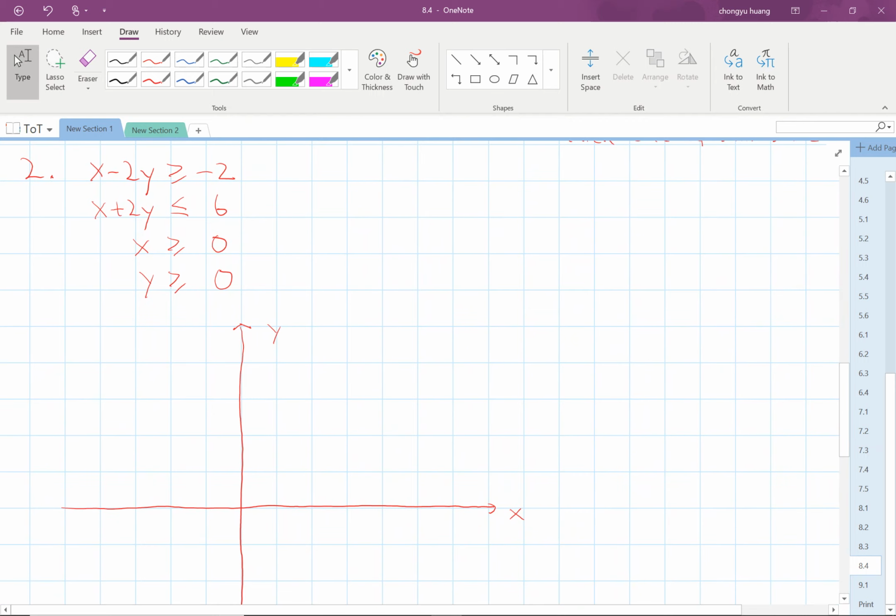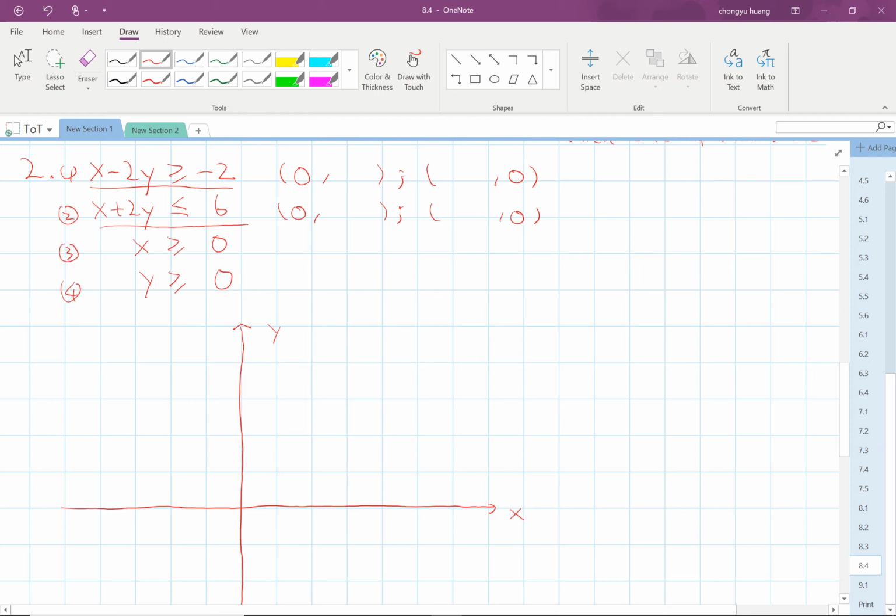Here we have those inequalities. As you guys remember, we first want to graph those inequalities. How we graph is we try to find the x-intercept and the y-intercept for both of the equations. For the equations, you can write down equation 1 and equation 2. This is equation 3 and then 4.